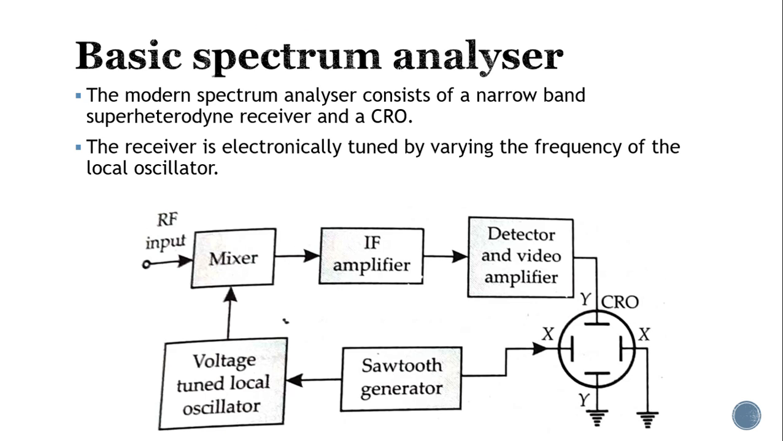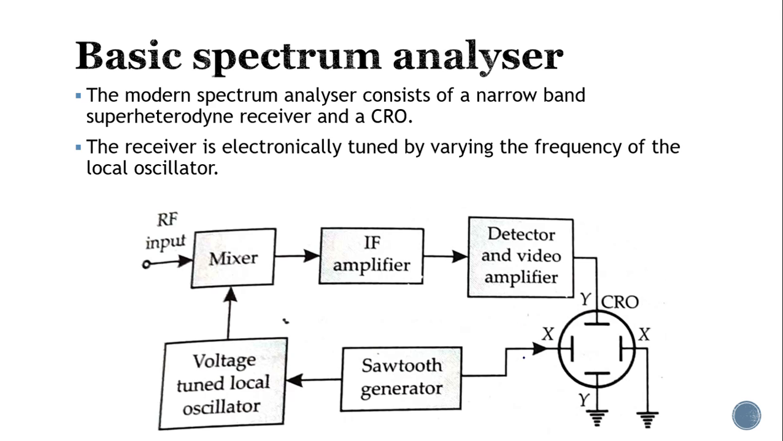So you can just see the basic block diagram over here. We are setting the frequency by using a sawtooth generator, and the sawtooth generator is giving you the ramp voltage, which gives you the particular frequency. And the ramp pulses from the sawtooth generator are given to the local oscillator, which is given to a particular mixer. This sawtooth input is also given to the horizontal plates of the CRO.